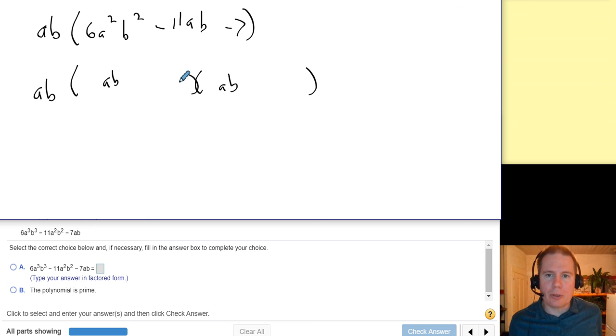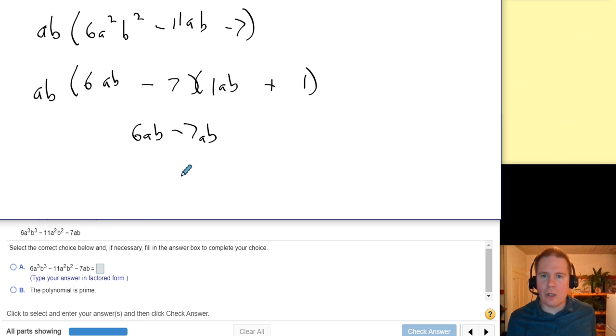7 is a prime number, so that's got to be 7 and 1. But it's a negative here, so I don't know if it's negative 7 plus 1 or plus 7 minus 1. Let's just pick one. All right. Now, this term is going to be negative, this term is going to be positive. So I want their difference, positive minus negative, to be negative 11. So if I do 6 and 1, that's going to give me 6ab, because 6 times 1 is 6ab. 7 times 1, that's minus 7ab. That gives me negative 1, I want negative 11.